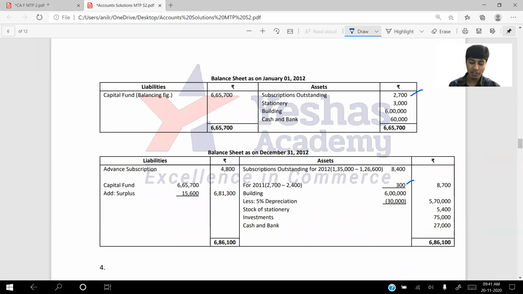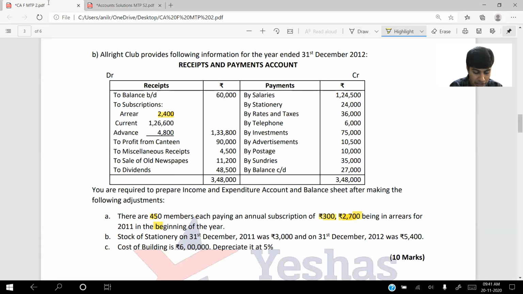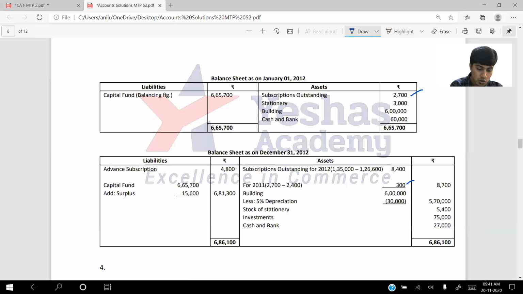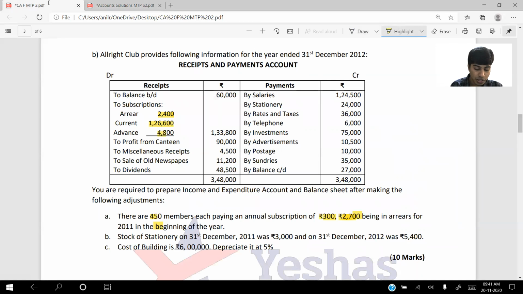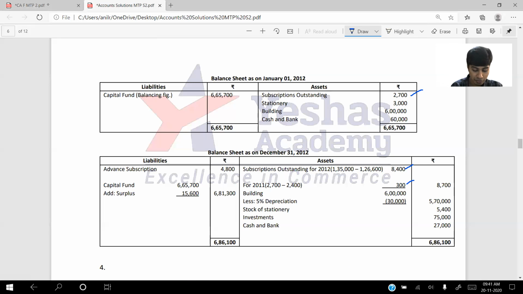Then 1,35,000 was supposed to be received for the current year. You have received 1,26,600. So if you do 1,35,000 minus 1,26,600, 8,400 is still receivable, accrued but not received for the current year. And then you have received 4,800 in advance. That will become your liability. It will appear on the liability side. 4,800 is your liability, what has been received in excess is a liability.